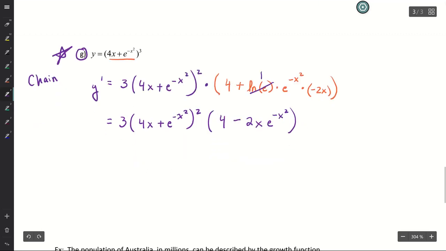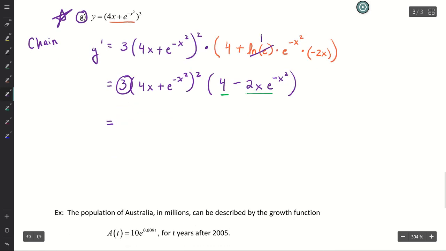Now, the only thing I really need to do at this particular point is make sure that this is factored completely. Notice here that these two terms share a factor of 2. So I'm going to pull out a factor of 2. That factor of 2 that I'm pulling out, I'm going to multiply by the 3 that's already in front. So 3 times 2 would end up being 6. And then I have 4x plus e to the negative x squared. And then I pulled out a factor of 2, so that's going to make that a 2. That'll make that an understood negative 1. And then I'll have the x e to the negative x squared.